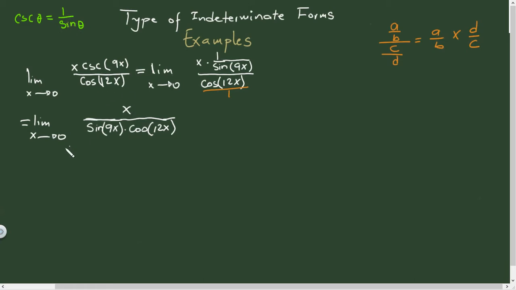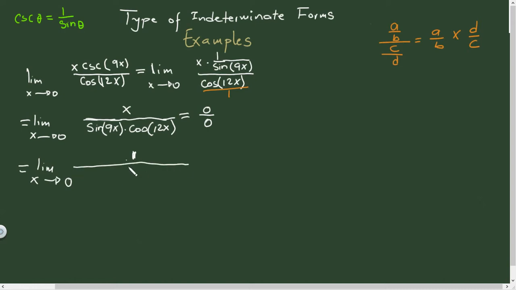And now if you plug zero in there, the numerator is 0 and the denominator is 0, so it's giving us 0 over 0. Now we need to use L'Hopital's rule, which means we're going to take the derivative of both the numerator and the denominator. The derivative of the numerator is 1.